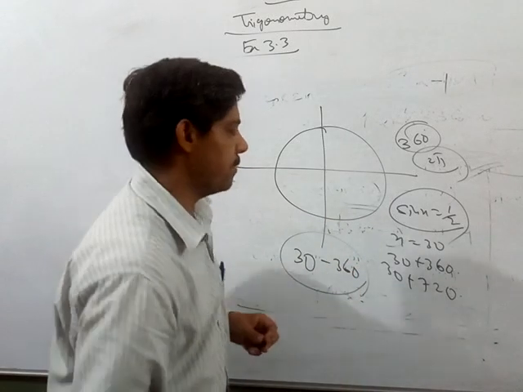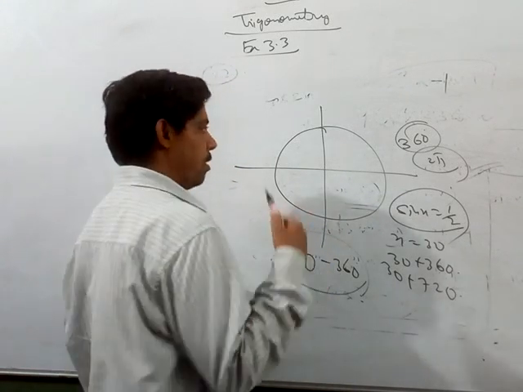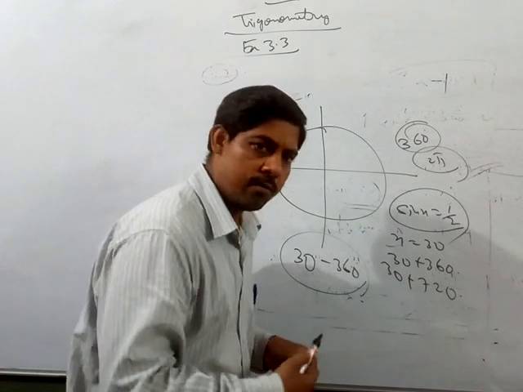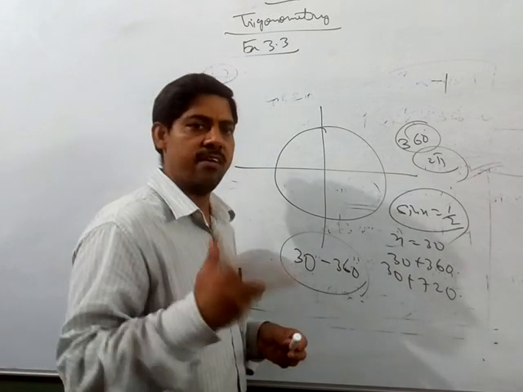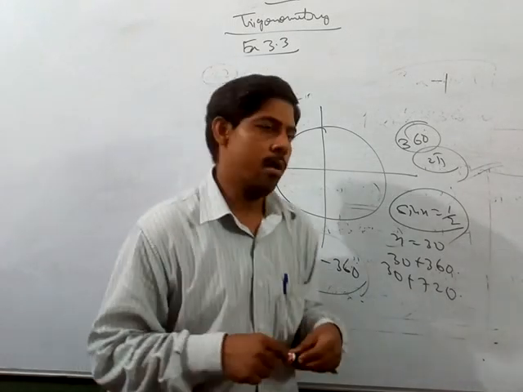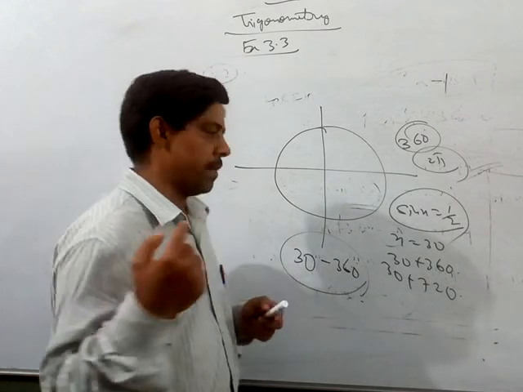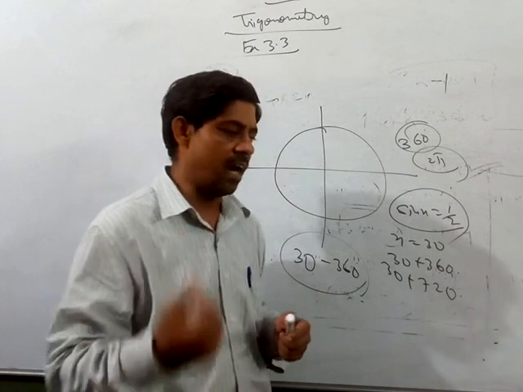So what does it mean? It means that after every 360 degree rotation in clockwise or anti-clockwise direction, you will start getting the same values again and again, and that is why these functions are called circular functions, or cyclic functions, because after a particular cycle their values start repeating.